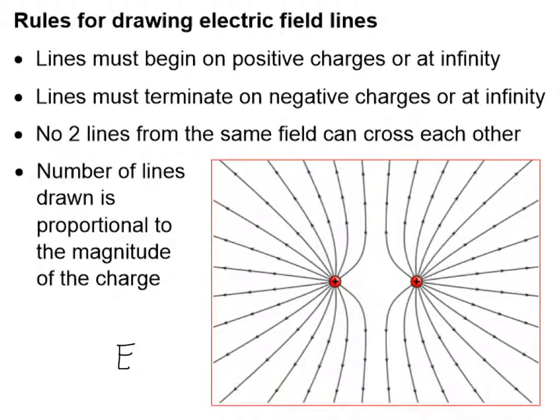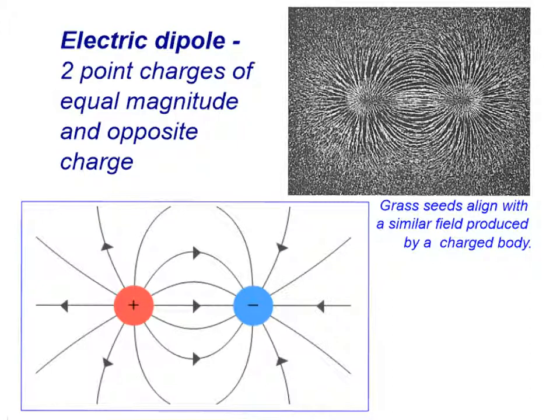Also, no two lines from the same field can cross each other. That's another rule. Here we have a representation of the electric field lines for two point charges of equal magnitude but opposite signs. And we just happen to call that an electric dipole. That would be this configuration.